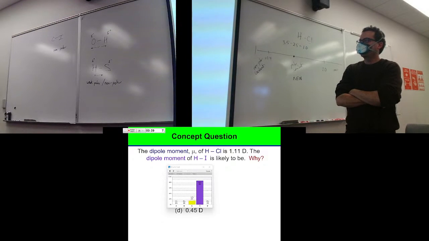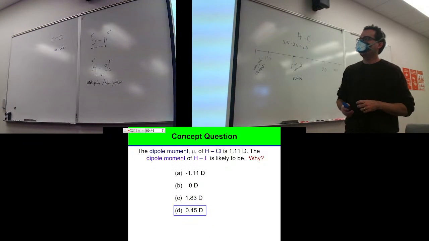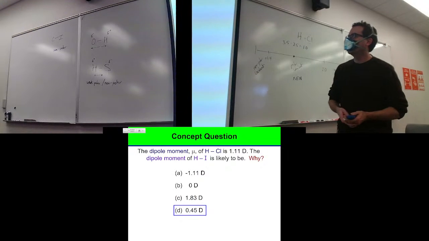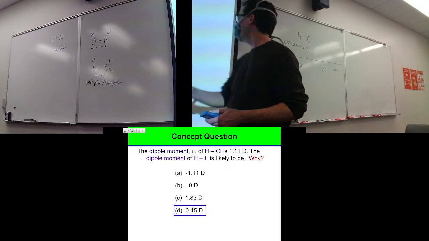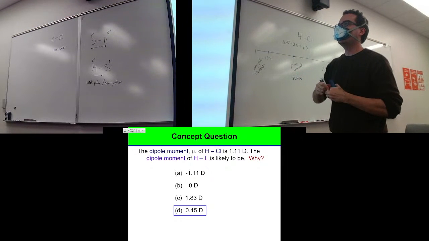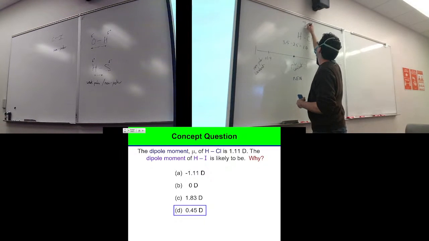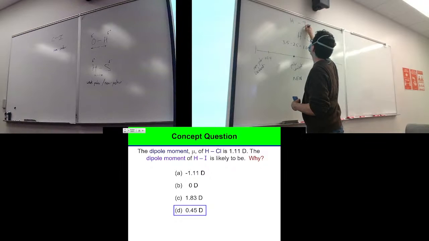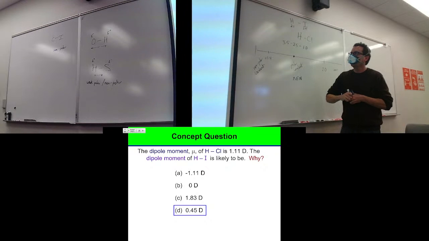So, most people voted D. If you did vote D, you were correct. So HI, I is down there, and I don't want to, I guess I can't bring it up anymore. I's electronegativity is 2.5. So 2.5. H is 2.1. The difference is pretty small, 0.4.